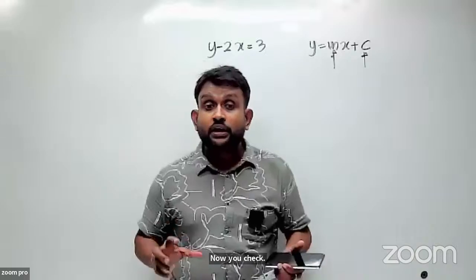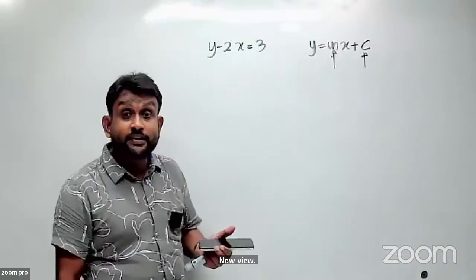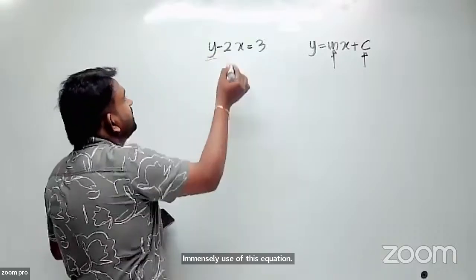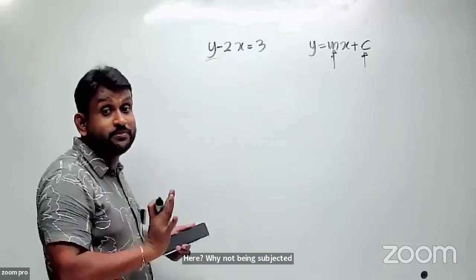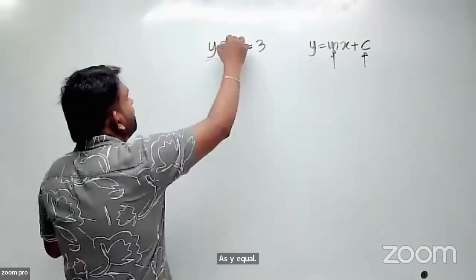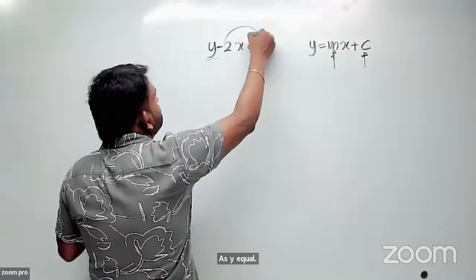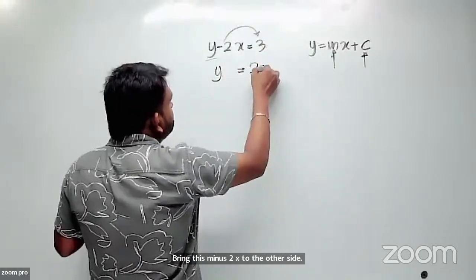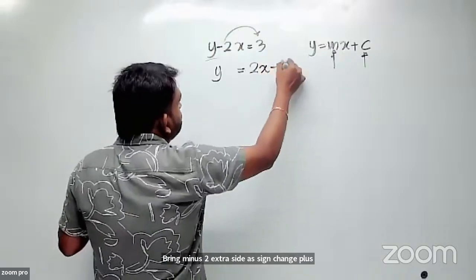Now you check how to find m and c with the use of this equation. Here, y is not the subject, so you have to make y the subject, in the form y equals. So you can bring this minus 2x to the other side, y equals, bring minus 2x to the other side with a sign change, plus 2x plus 3.